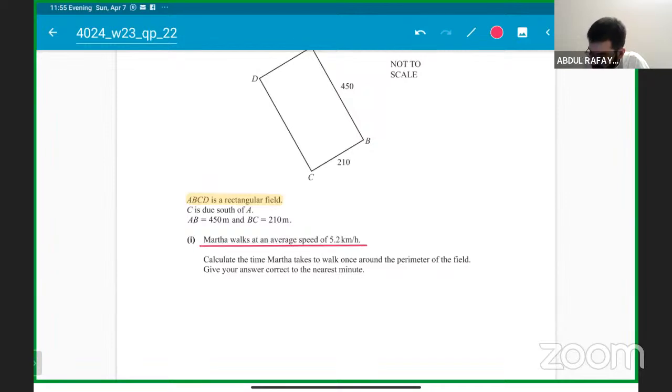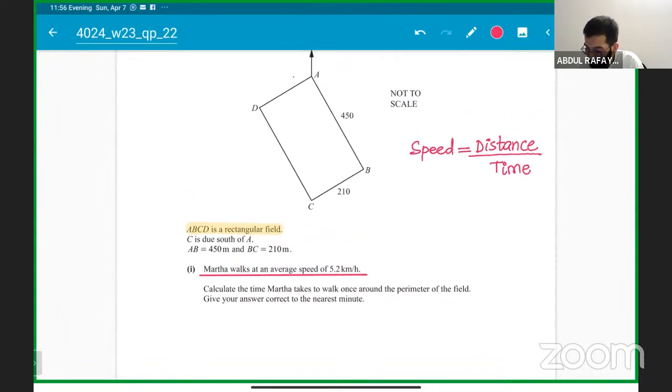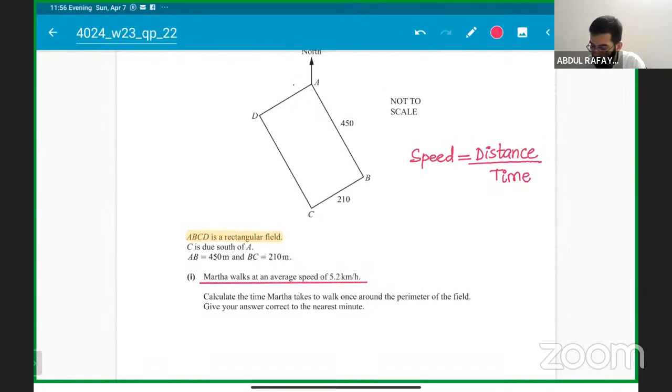Let's do it step by step. The first step is that you should know the formula: speed is equal to distance over time. We already have the speed, we have to calculate the time, and we already have the distance as well. We have 450 meters as AB and 210 meters. Since it's a rectangular field, CD will be the same distance, and the other side will be the same as well, 210 meters and 450 meters.